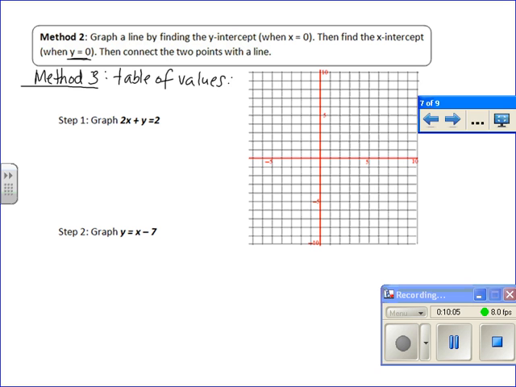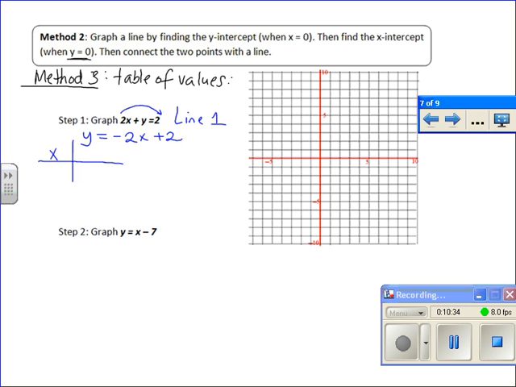Okay, so if you wanted to, we're going to get the exact same answer, but if we wanted to use a table of values, again, we could say line 1 has the equation 2x plus y equals 2. Again, I'd like to get that into y equals mx plus b form, so I'm going to move that 2x over. So I get y equals negative 2x plus 2. And then I could make a table of values.